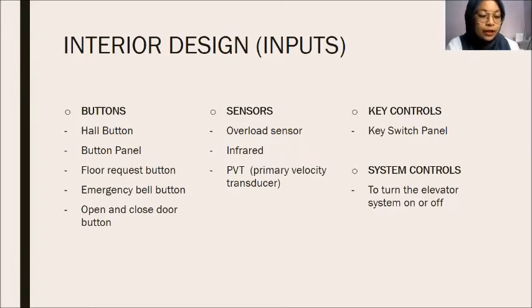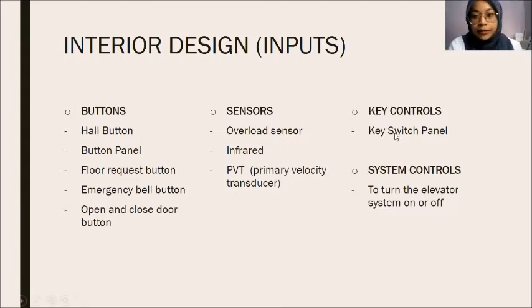Then infrared. It is used to detect people entering or leaving the elevator, so the door of the elevator won't close and make people stuck in between. Then PVT, primary velocity transducer. The sensor will pick up signals regarding the location of the car. It is usually placed on the car itself and reads the position by counting the number of holes in the guide rail as they pass by in the photoelectric center, and the number of magnetic plates in the magnetic center.